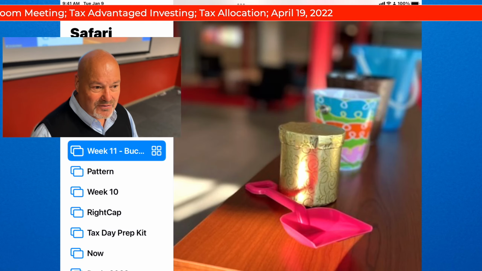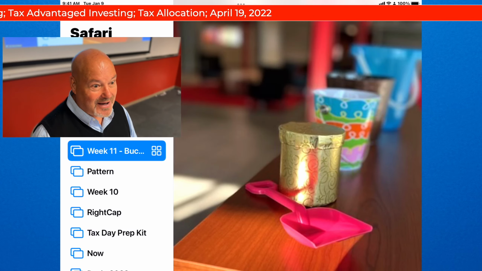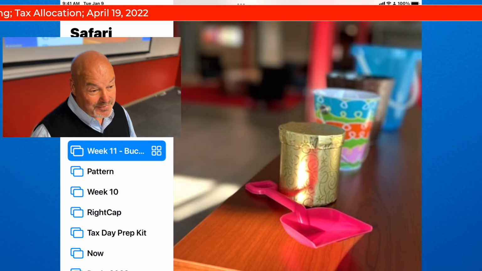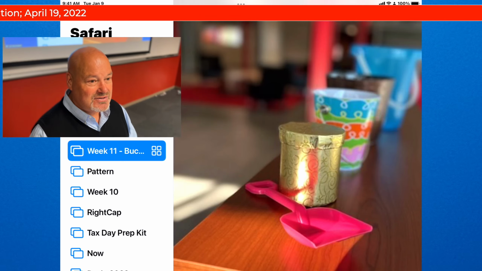And that's what this shovel taught me: hey, if I'm willing to knock on the door, not everybody's going to say yes, it changed my life. And that's why this silly pink shovel is in the picture.